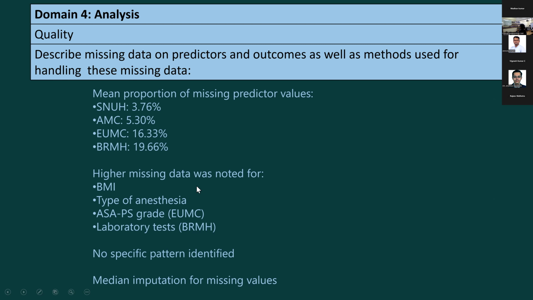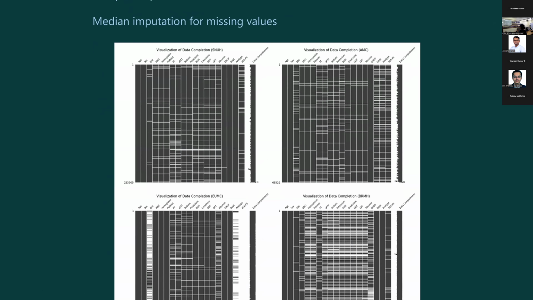And the missing data was random, like a few centers did not record BMI, a few centers did not record type of anesthesia. ASA PS grade was missing in EUMC. Certain laboratory tests were not ordered in BRMH. So they did not identify a specific pattern in the missing data. Mostly it was dependent on the centers. And they used median imputation for missing values.